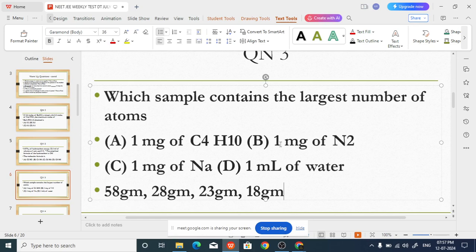So you have to calculate the atomic weight for each of these. In this case, it's a molecule, so it's the molecular weight for each, and then calculate how many grams. And here 1 mg, 1 mg, 1 mg, 1 ml, so it's all equal. So no problem. Suppose they had given 1 mg here and 2 mg here, then things would have been different. So option D is the answer here. Okay. Question 3. We'll go to question 4.